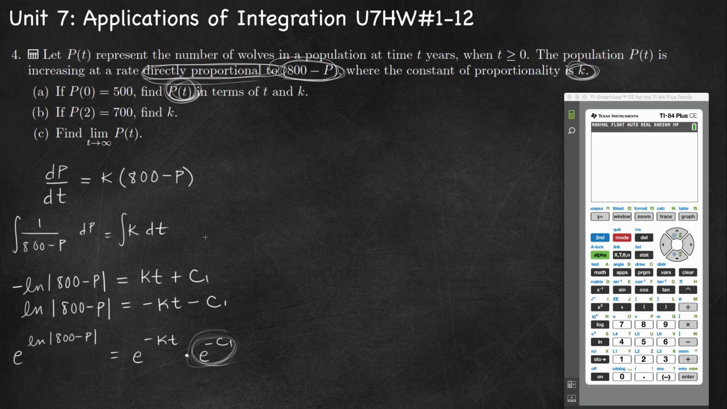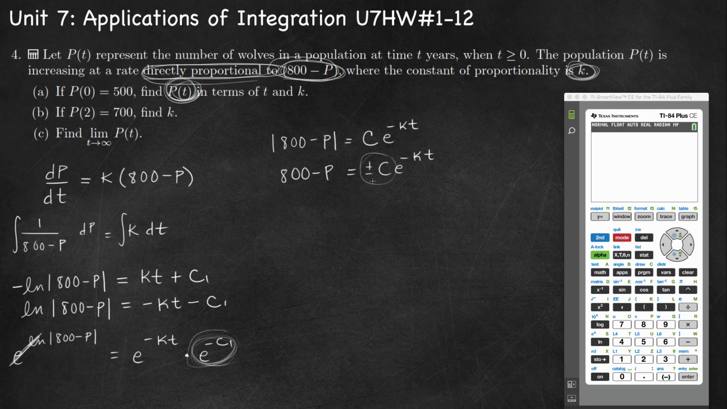So now I have, and then over here, the e's and the ln cancels out. So I have the absolute value of 800 minus p equals c, my new constant, times e to the negative kt. I'm going to drop my absolute value, and when I do that, I have to multiply by plus or minus 1. And I can do that here on the left, and then multiply both sides by plus or minus 1. It's essentially just going to move the plus or minus to the other side. So then I have plus or minus ce to the negative kt.